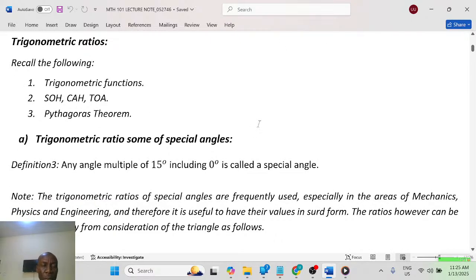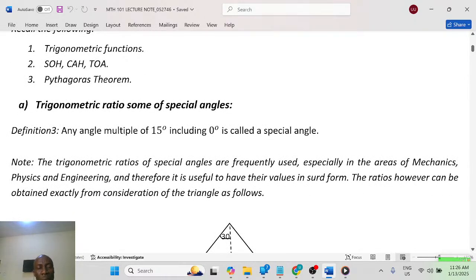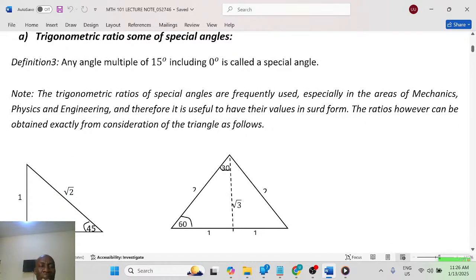As I said last week, for those of us that attended the class, an angle that is a multiple of 15, including 0, is called a special angle, which means that angles like 0 degrees, 15 degrees, 30 degrees, 45 degrees, and so on are special angles. Why do we call them special angles? They are called special angles because we have a peculiar and specific way of deriving their values.